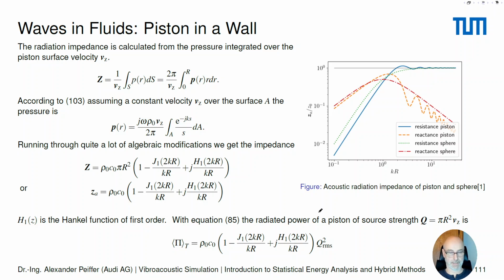So what is the final outcome of this? As we all know, in SEA we're interested in power input into wave fields, and this can be used if we consider a specific source strength. Just imagine this is a volume source, which means that's the velocity times the area. That gives a volume. And that means the radiated power of a piston is given by exactly this equation. And we use here the source strength as the root mean square value. Okay.